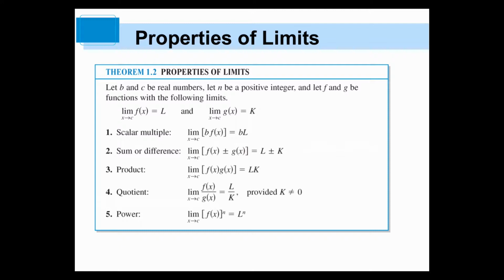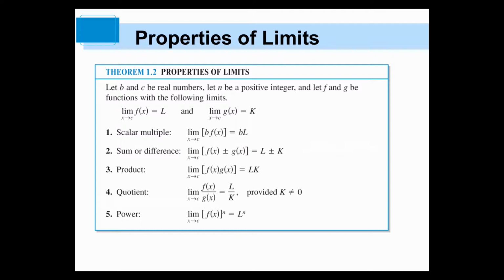2, 3, 4, and 5 all follow the same format. I'll say it first and then you can process it and understand. The limit of a sum is the sum of the limits. Shall I say that again? The limit of a sum is the sum of the limits. Number 3 is product. The limit of a product is the product of the limits. So in other words, find the limit of both of them, multiply the answer by each other, and you're done.